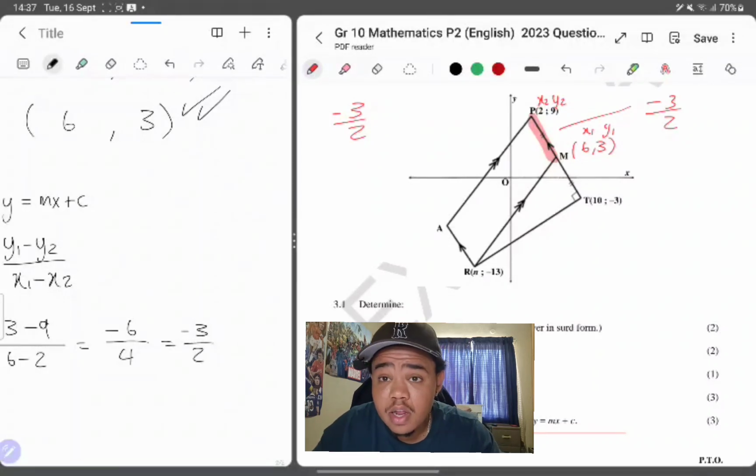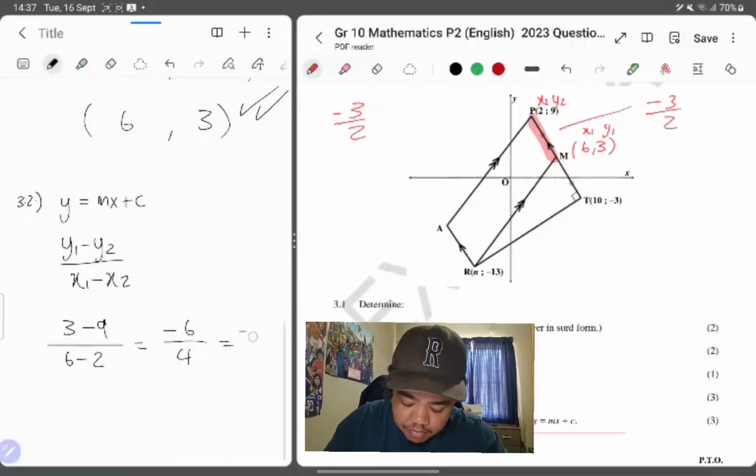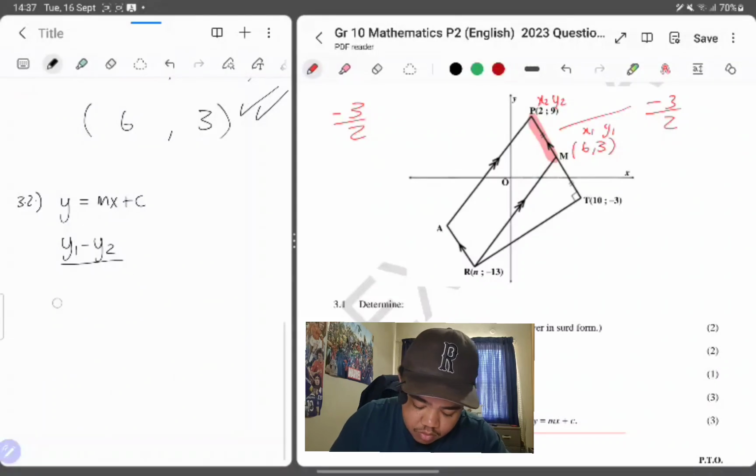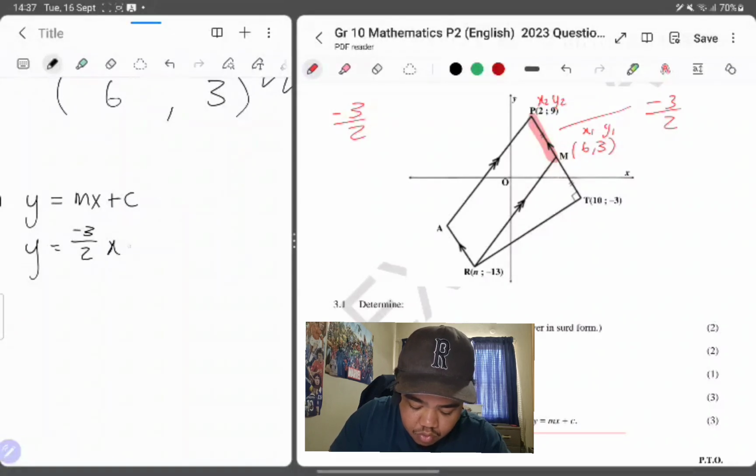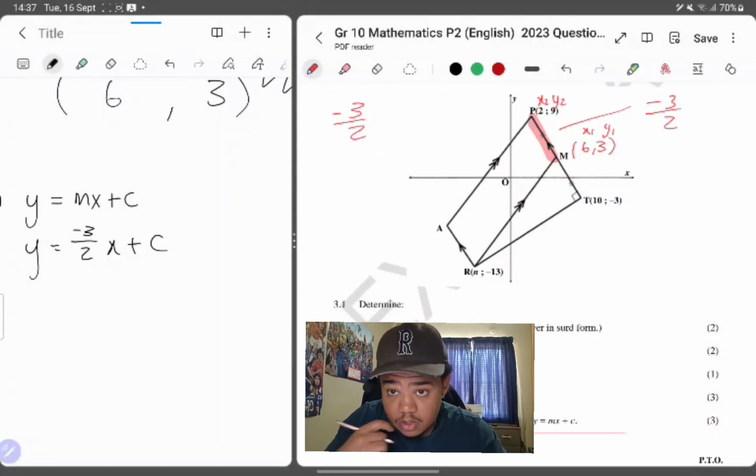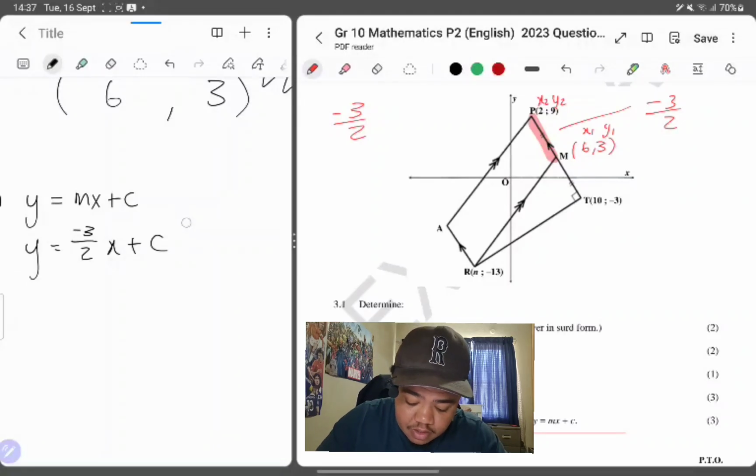And as you can see, the gradient is exactly the same, because they are collinear. They are on the same line. Collinear meaning on the same line. Perfect. So now we know that our equation is y equals negative 3 over 2 x plus c. Our problem is we still need to find c.